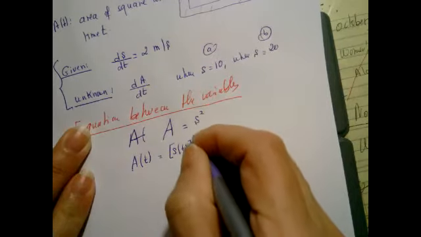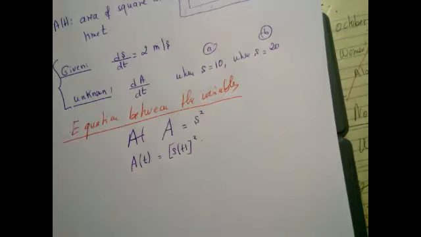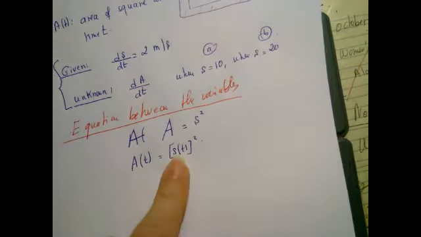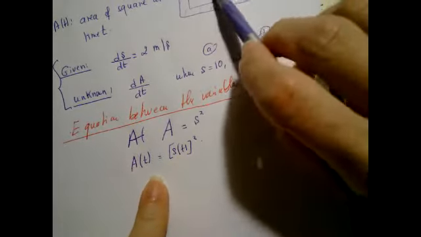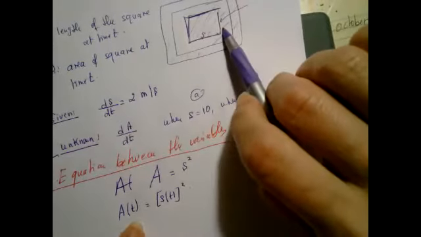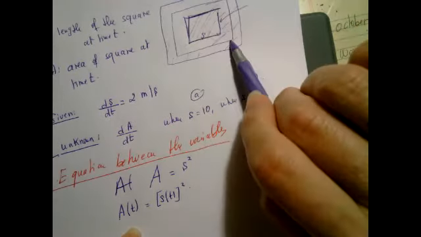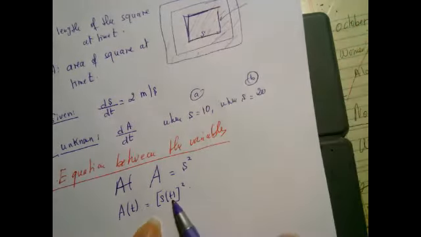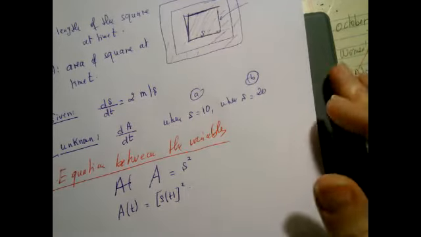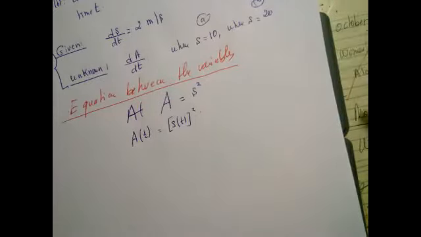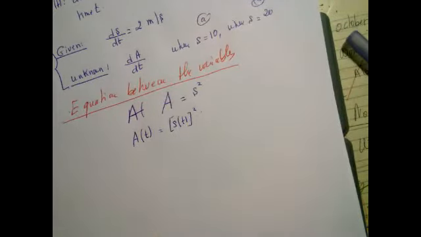If we lose track of that, we actually kind of lose track of what's going on. So for every time t, at t equal to 1, whatever s is, A is s squared. At t equal to 2, whatever s is, A is s squared. So for every time, the area is s of t squared. So that's the equation that relates the variables, which is very simple in those problems.